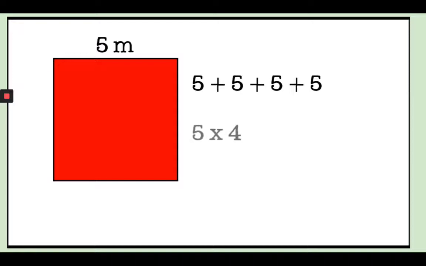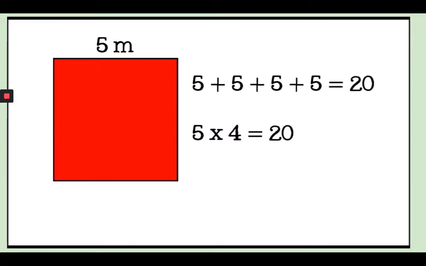Next up, we have a square. A square has 4 sides, and all of the sides are the same length. Because the sides are the same length, 5 meters, we can find the perimeter in a different way. We could just add them up, 5 plus 5 plus 5 plus 5, or we could use multiplication as a shortcut. Either way, the answer is the same.